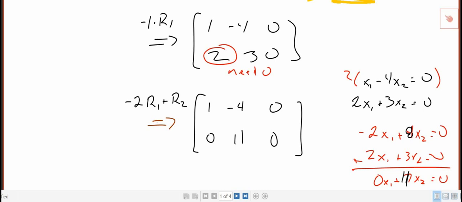Negative 2 times 1 plus 2 is the 0. Negative 2 times the negative 4 is 8. 8 plus 3 gives me the 11. Negative 2 times 0 plus 0 gives me the 0 there.